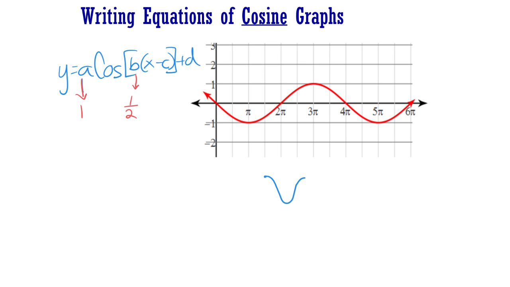Now, your C value, it has to do with how we think of a cosine should start. It should start at the peak. Well, the first time it's at a peak is right here. So I've got a phase shift of 3 pi. And then again, no vertical displacement to worry about. Here's how I would write this equation.